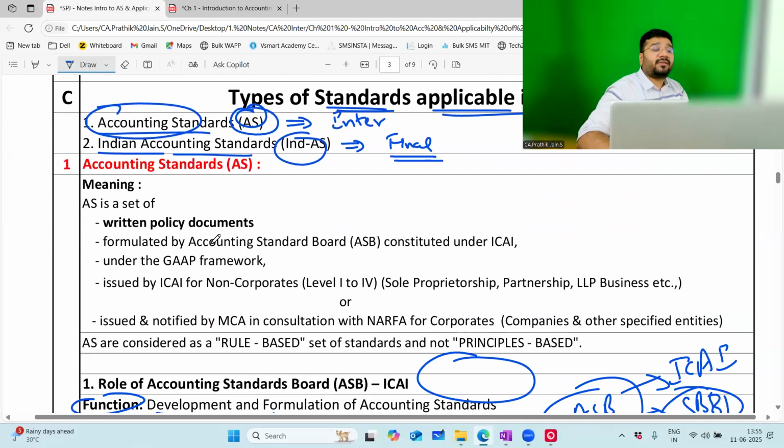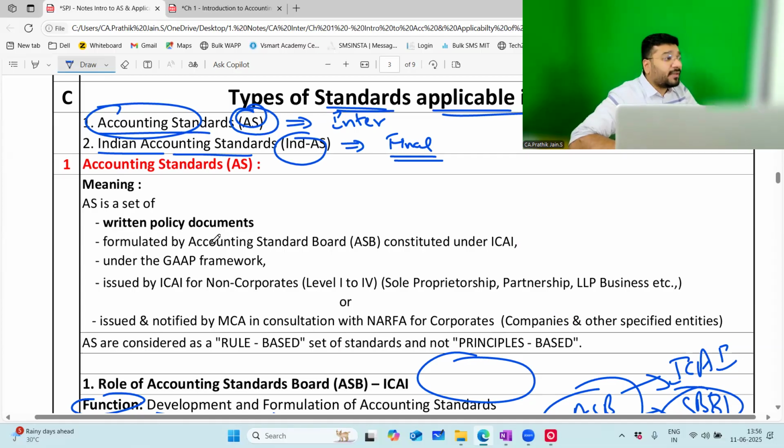So IFRS was issued by whom? IASB. Okay. In India, how many types of accounting standards are applicable? Two. One is accounting standards. Second is Indian accounting standards, which is called, shortly, sweetly, Ind AS. Okay. Who will issue AS? ASB will issue the AS. So ASB was formulated by the ICAI Council. The ICAI Council has formed a body called ASB, which is responsible for formulating the accounting standards.